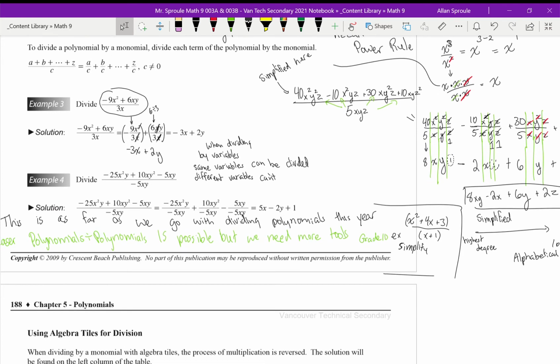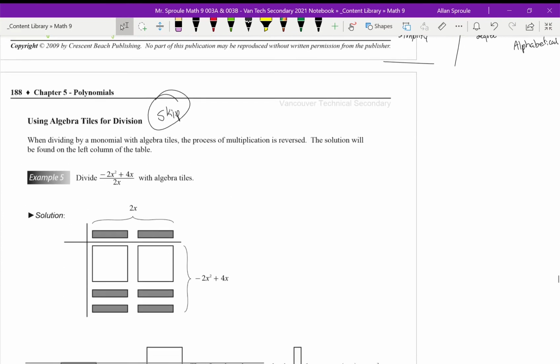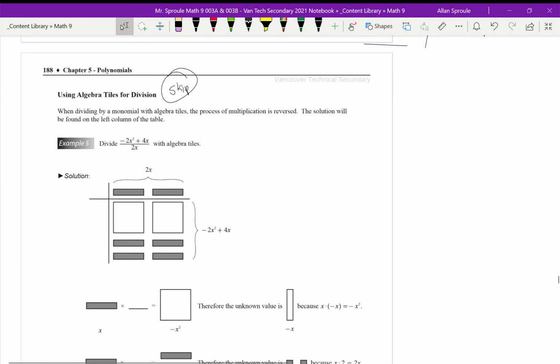but it's not necessary. And again, we are skipping algebra tiles as a very quick how-to. It works the exact same way as multiplication, except you have your answer. Or if you were to do this as a multiplication, you have your answer and then you have one of your multiplying columns and you have to find the other. So you're sort of treating this as what times 2x equals negative 2x squared plus 4x.